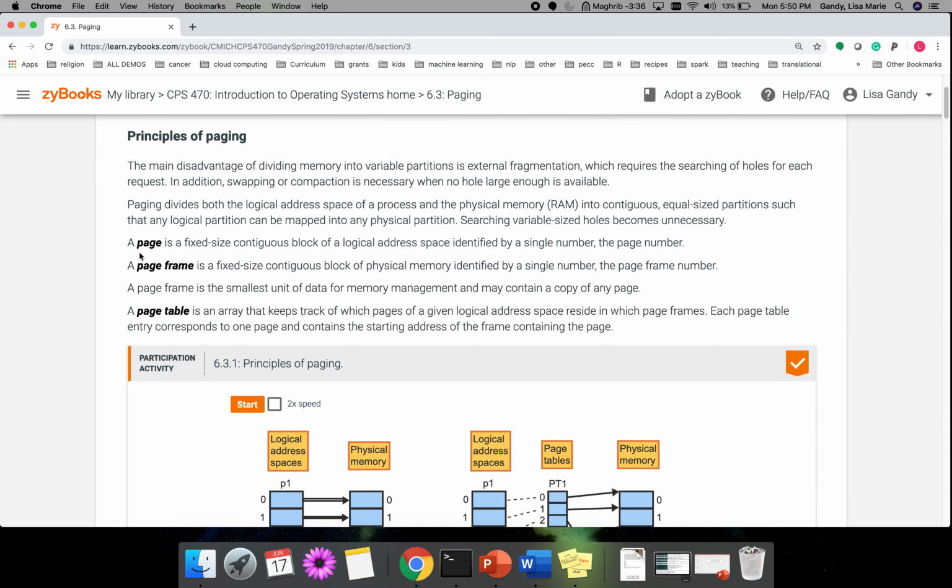So we're going to have a page, then we're going to have a frame. It says page frame, but we'll mostly call it a frame. This is a fixed size block in physical memory. A page is a fixed size block in virtual or logical memory. And a page table is an array that keeps track of which pages of a given logical address reside in which page frames, because they might not necessarily be in order in physical memory, and so we need to keep track of where they are.